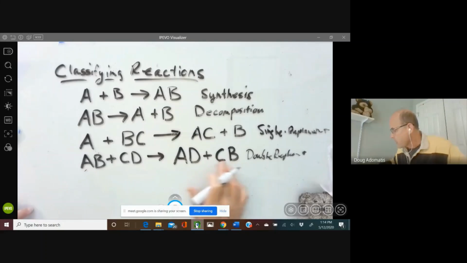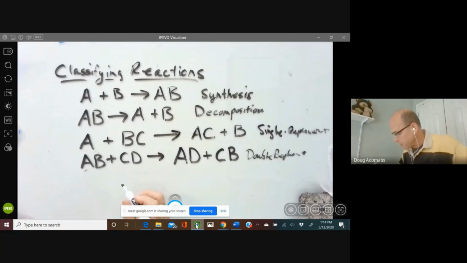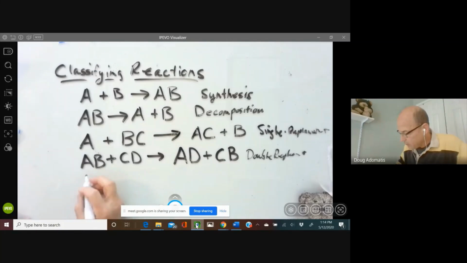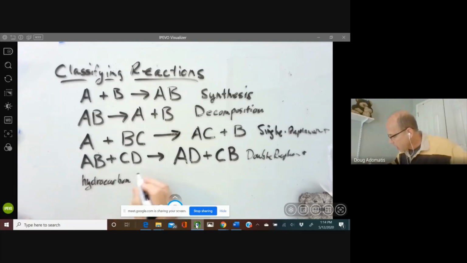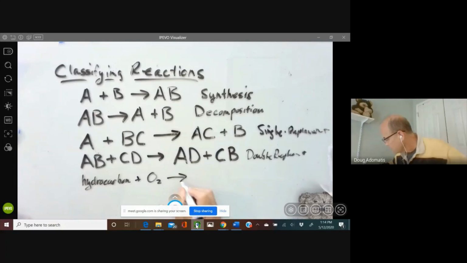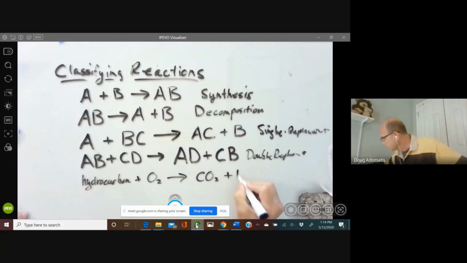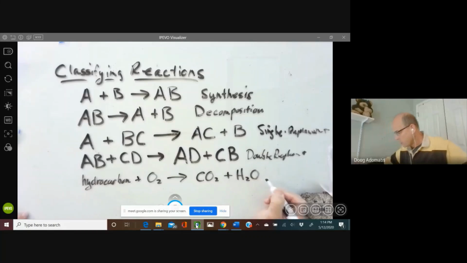Okay, and then the last reaction that I want to talk about is any old hydrocarbon burned in the presence of oxygen is going to produce CO2 and H2O. Okay, this is called the combustion reaction.